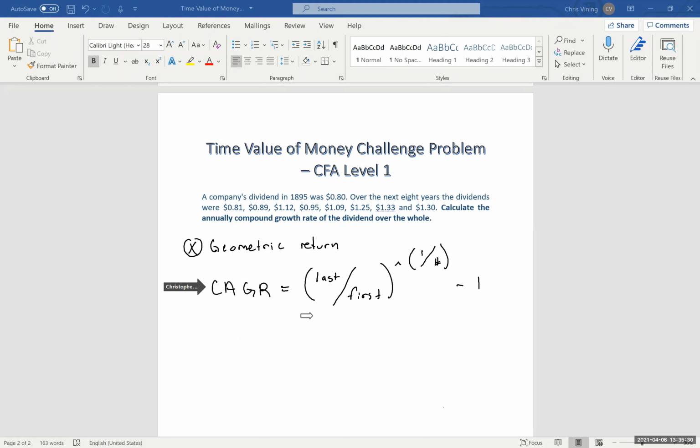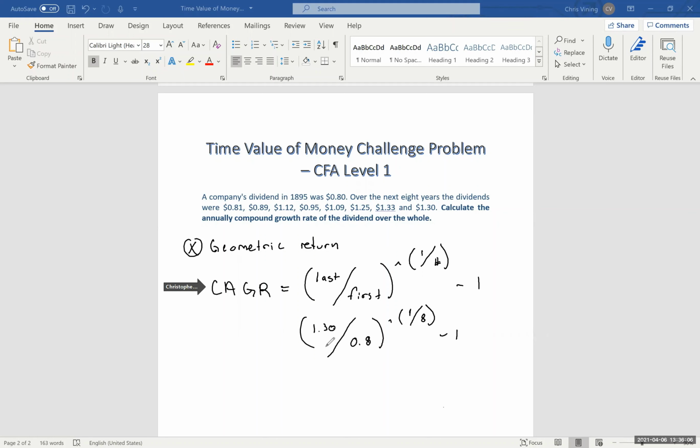Our last value was $1.30. And we're going to put that over 80 cents. We're going to raise it to 1 over the number of periods, which is 8, since there are 8 years given in the question. And we're going to subtract 1. So as you can see, 0.8 goes into 1.30 not quite twice.